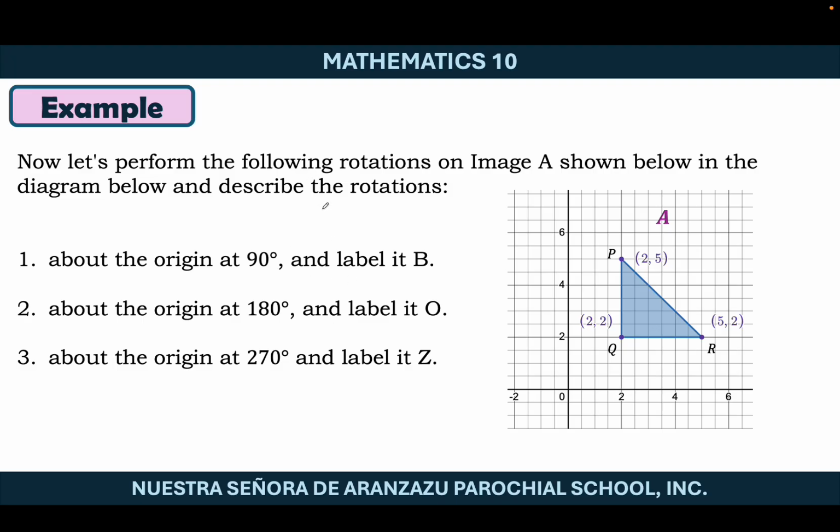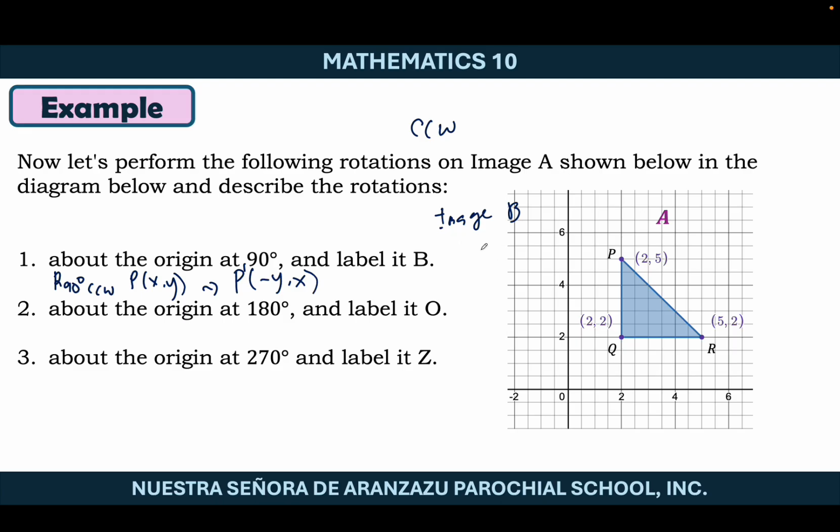Okay, next, let's perform the following rotations on the image A as shown on the diagram. So, about the origin at 90 degrees. So, this one naman is, di lang naka-indicate, but this is a counterclockwise rotation. Okay. So, sulat muna natin yung mga rules natin. So, the rotated point, or the angle of rotation is 90 degrees counterclockwise. So, the given point x comma y will become negative y comma x.